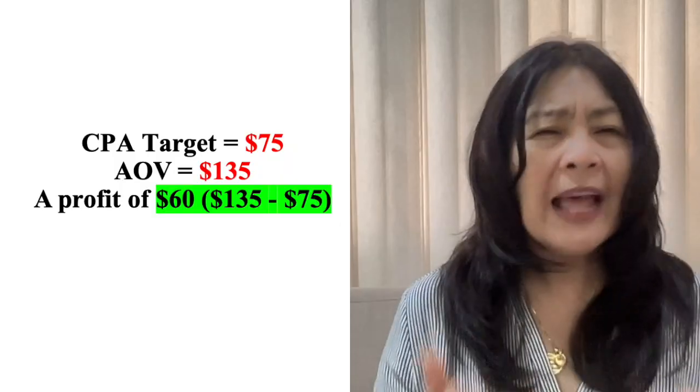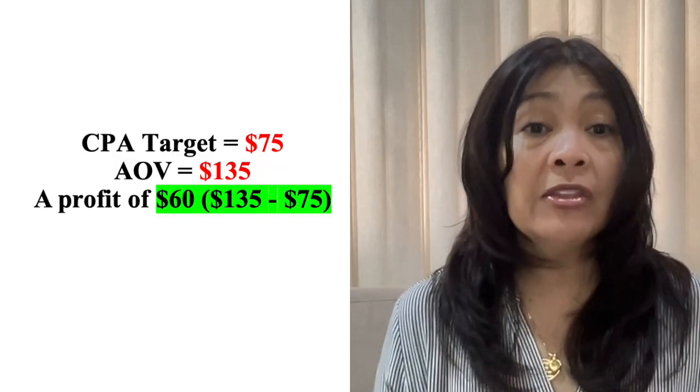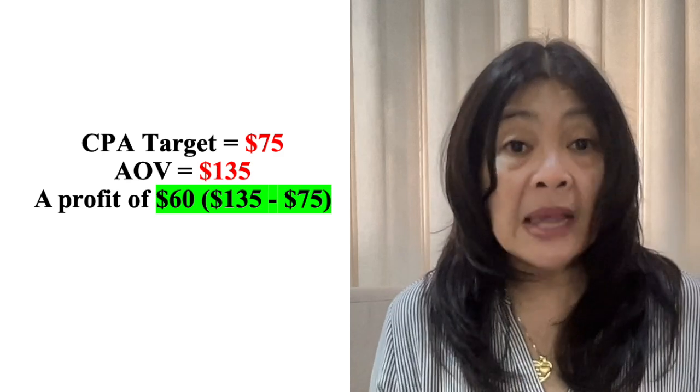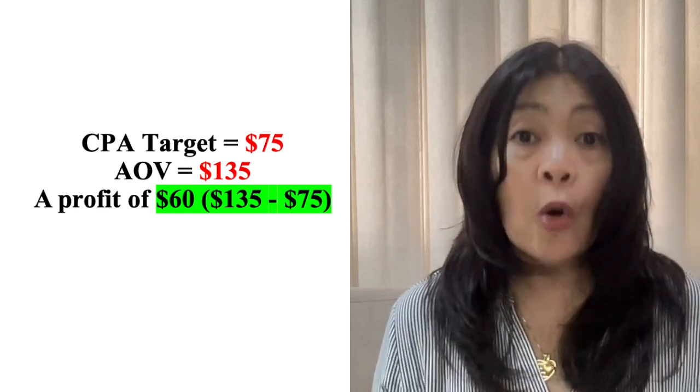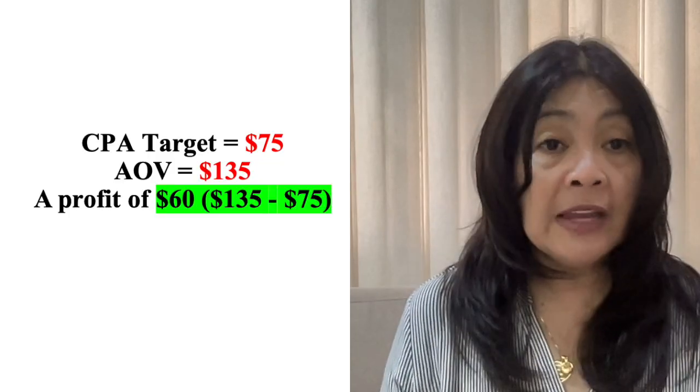Now let's talk about something important: when to kill an ad set. This is where many affiliate marketers lose money because they hold onto losing ad sets too long. Let's use a simple example here. Let's say your CPA target is $75. CPA means cost per action or cost per acquisition. And then your AOV.